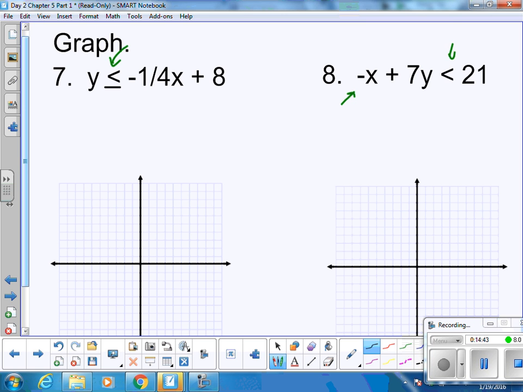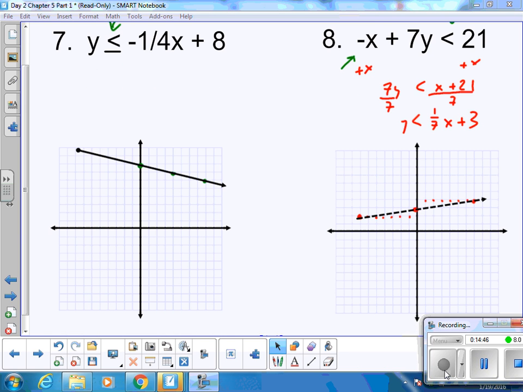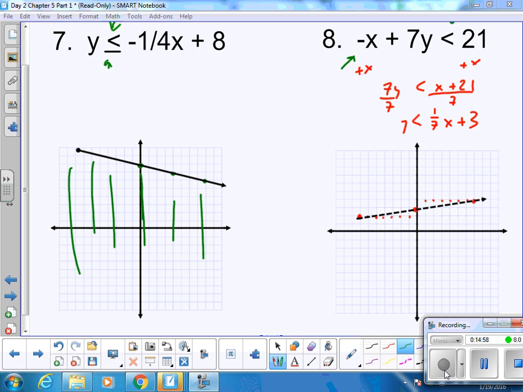So let's press pause. All right, on number 7, again, solid line, because it's greater than. I'm looking at my shading, so where is y less than? Y is less down here, so there's my shading. An arrow on the end of that one.